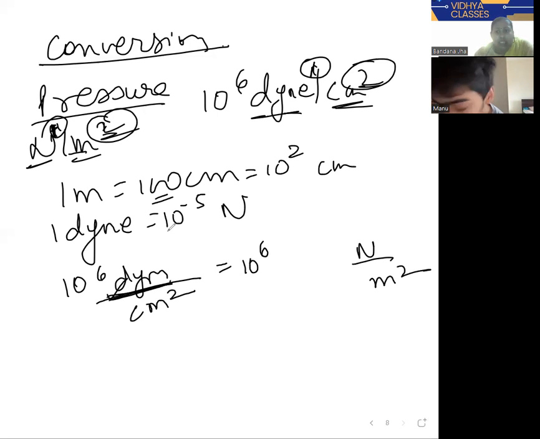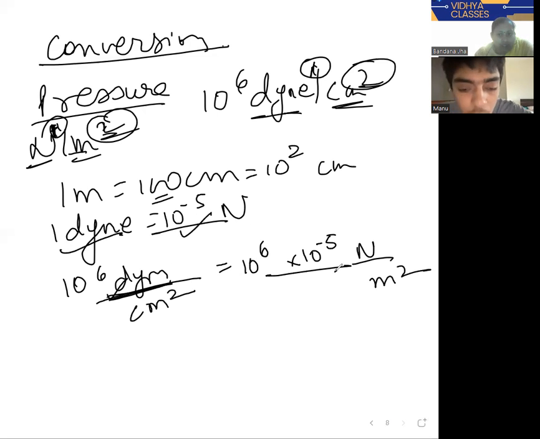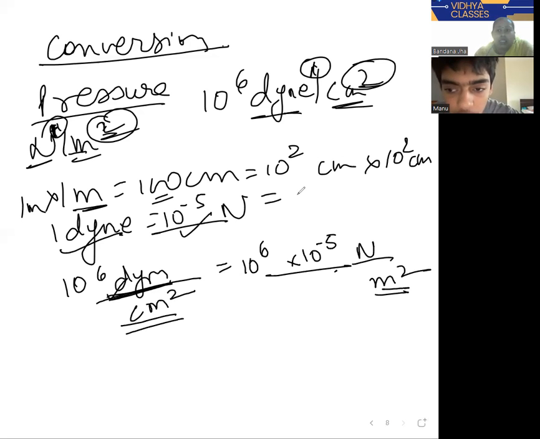Now, 1 dyne is equal to 10 to the power minus 5 newton, centimeter squared. But here it is also meter squared. But here it is what? Meter. It is 1 meter. You have to convert it. This is equal to 10 to the power 2 centimeter, 10 to the power 4 centimeter squared. Correct? So this will become 10 to the power 4.